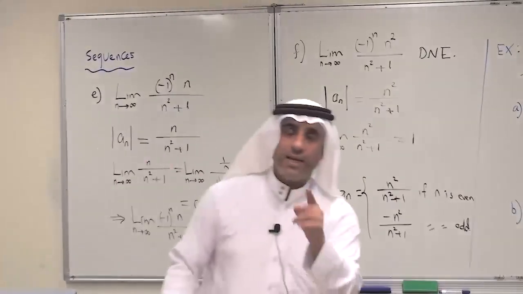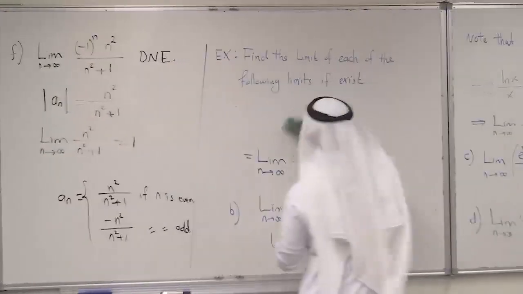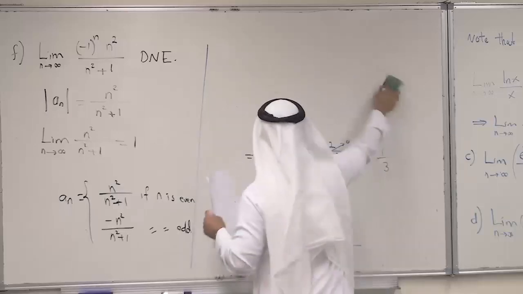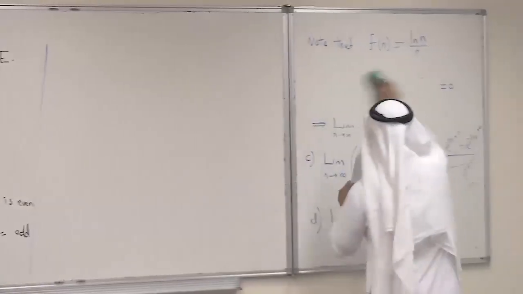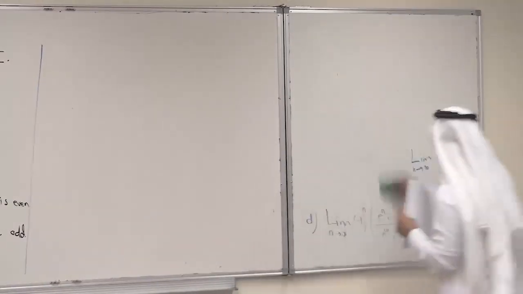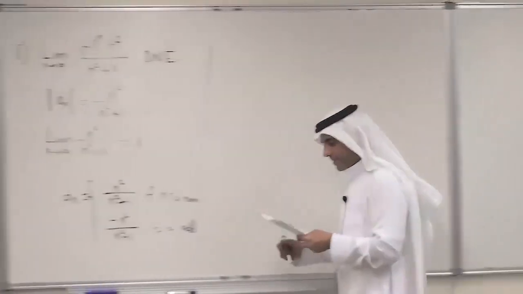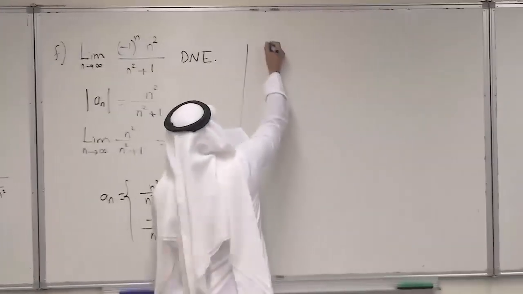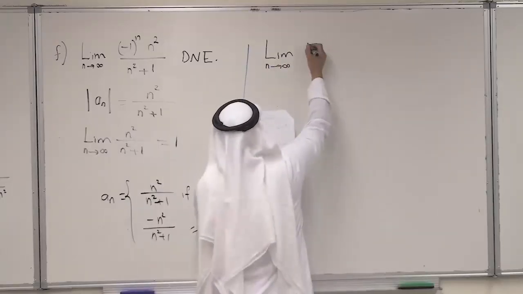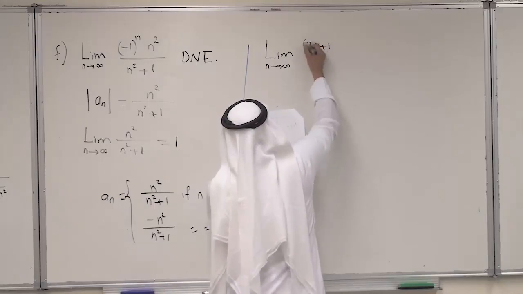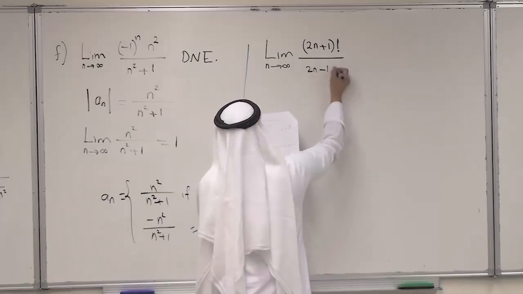Okay, fine. Let's move to the other type of sequences, which is a sequence involving factorials. So let me separate this one as a different exercise, but it's asking about limits again. Interesting here. Let us talk about this sequence. Find the limit as n goes to infinity of, maybe I will write, 2n plus 1 factorial divided by 2n minus 1 factorial.